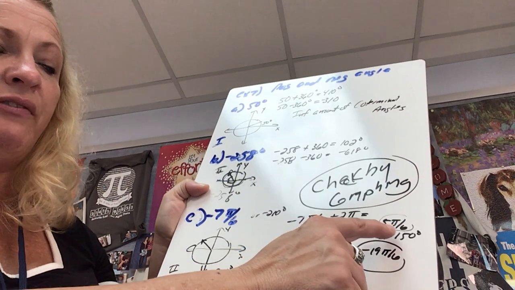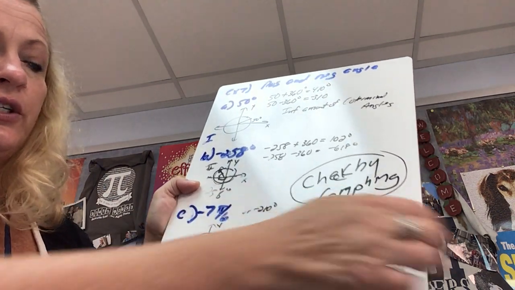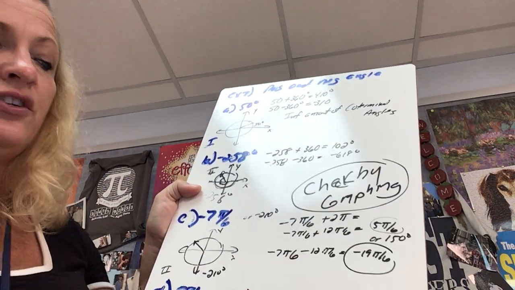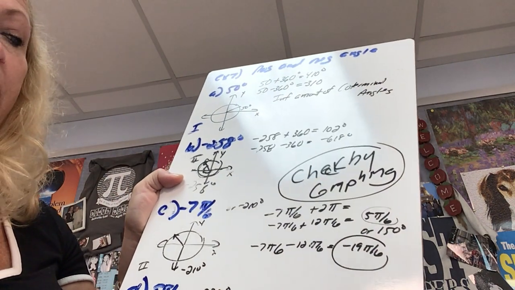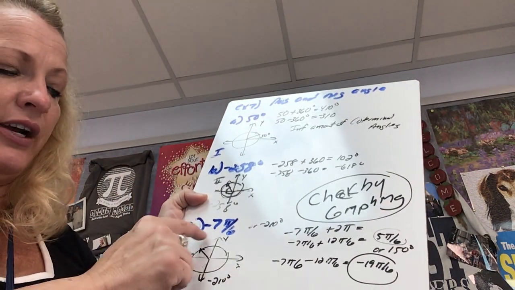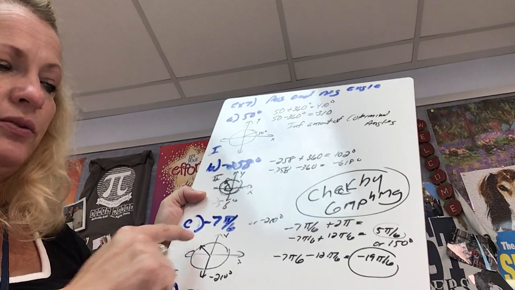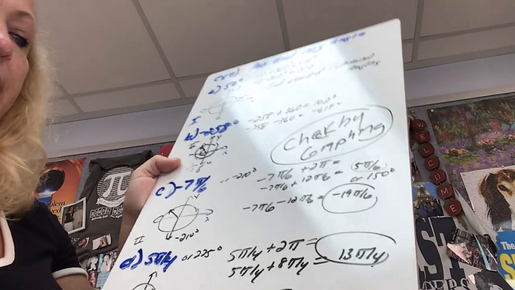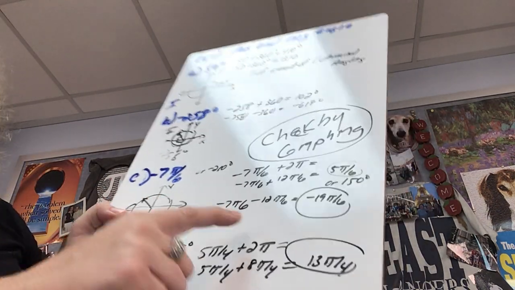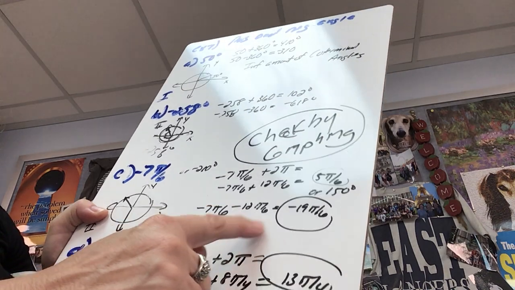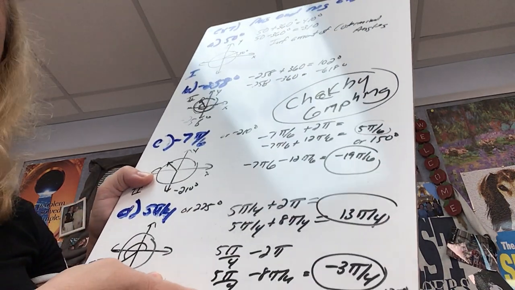Let's see why. 5 pi over 6 would be in quadrant 2, but also if I change that to degrees, that would be 150 degrees. So if I graph 150 and graph negative 210, yes, they end up in the same place. And then if I subtract 2 pi, or negative 12 pi over 6, I get negative 19 pi over 6.